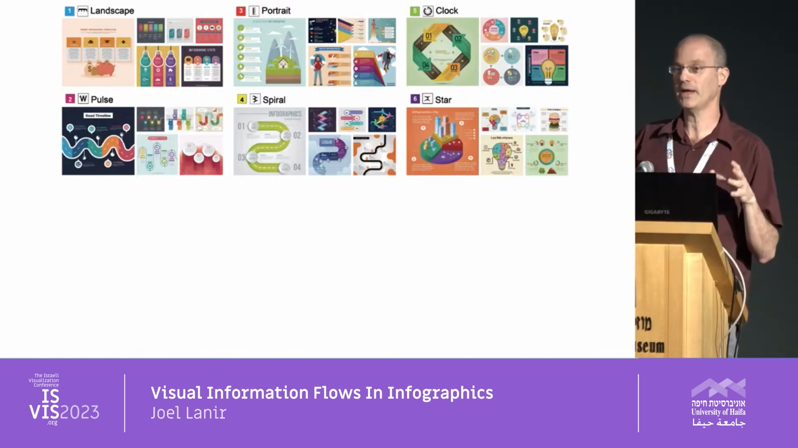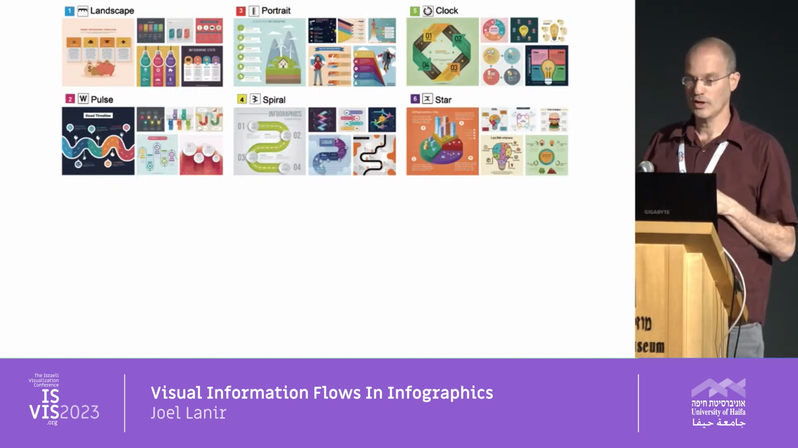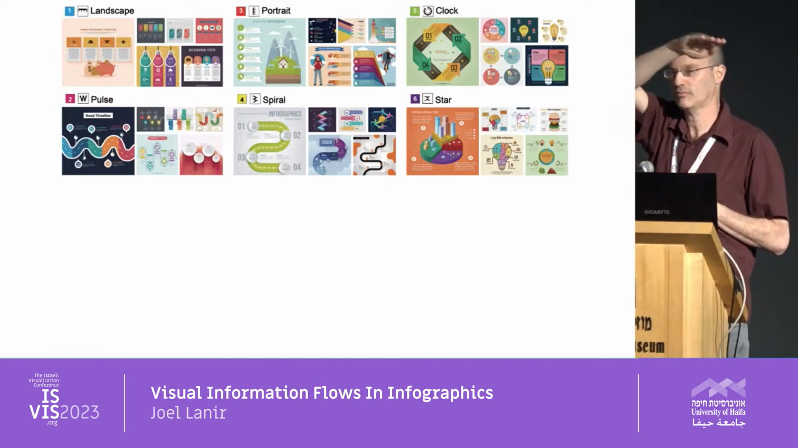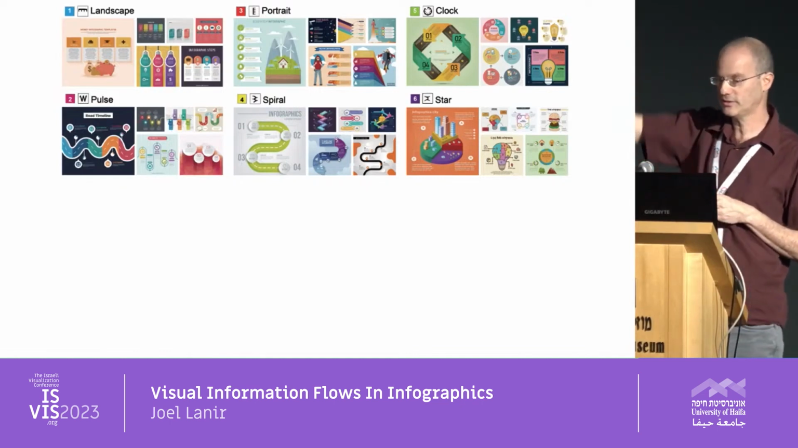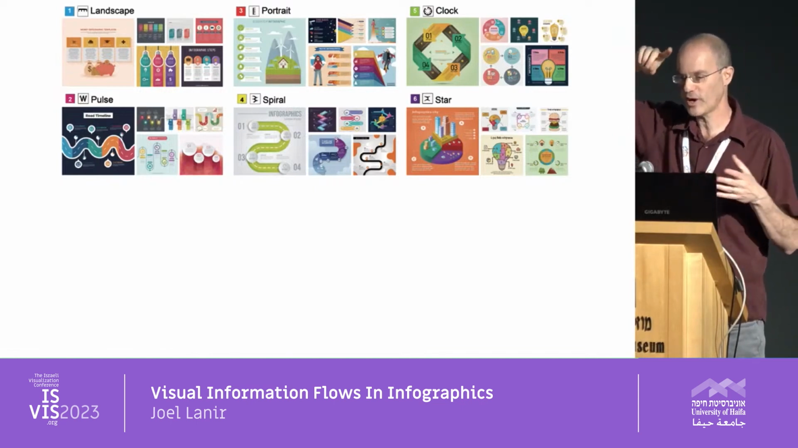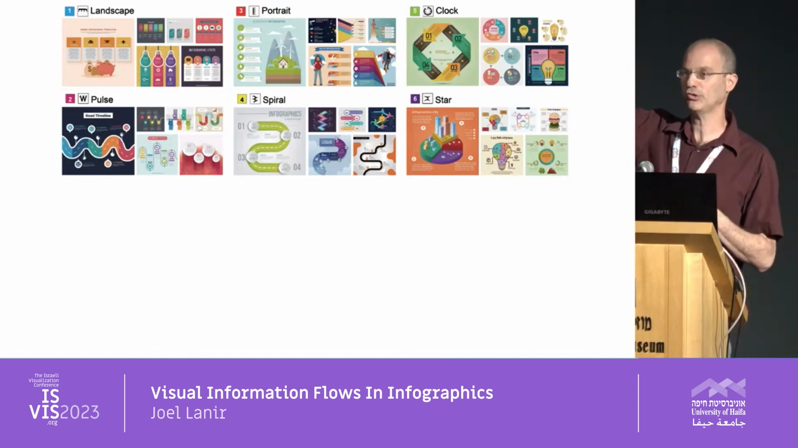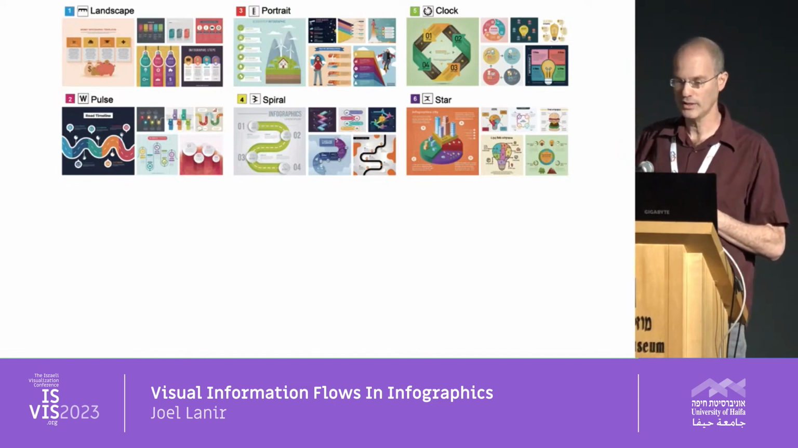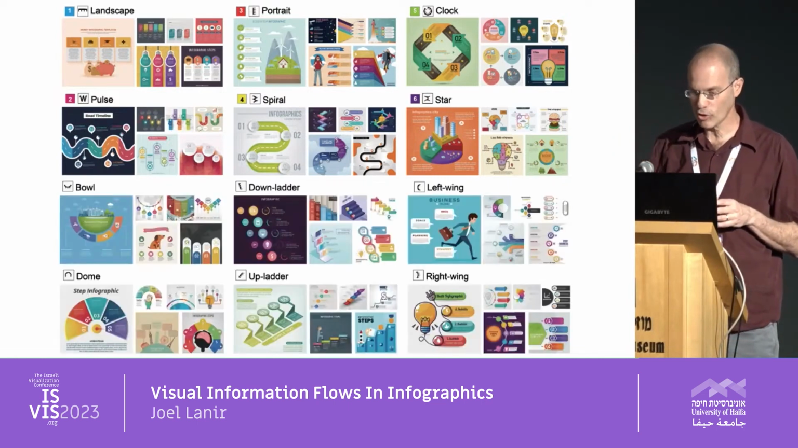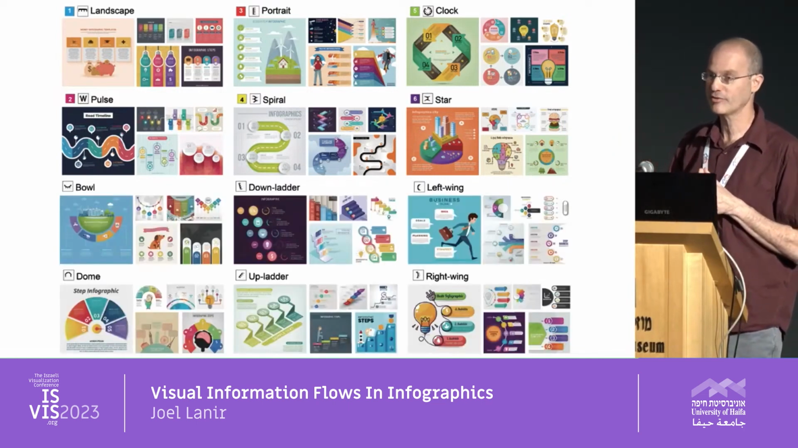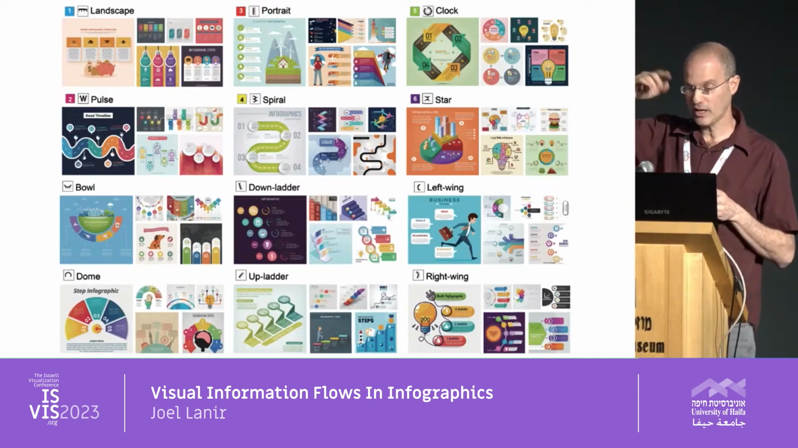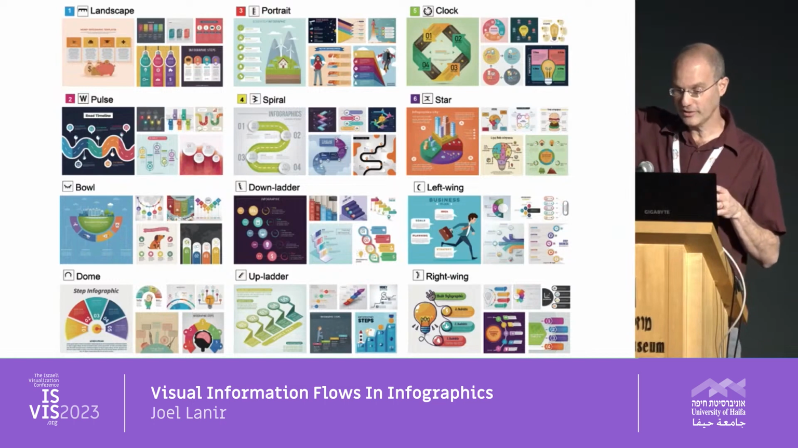And these are our main categories. So first of all, the 6 main categories are landscape, going like that, portrait, like that, a clock infographic which goes around, a pulse, which is kind of a W, can be the other way around as well, spiral, again two-sided, and a star, and 6 more different categories of infographics: a ball, a down ladder, a left wing, a dome, an up ladder, and a right wing.